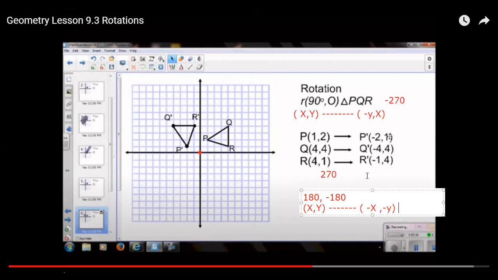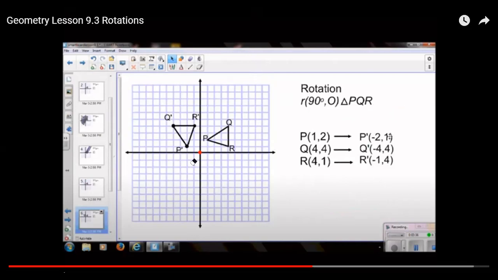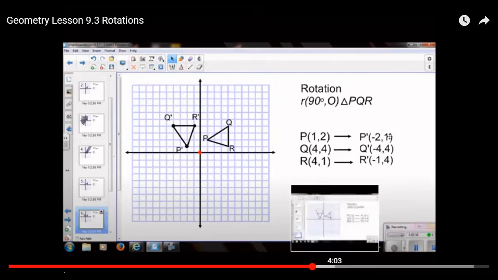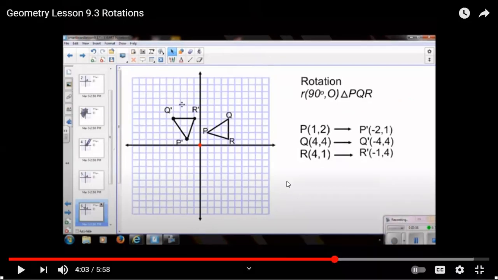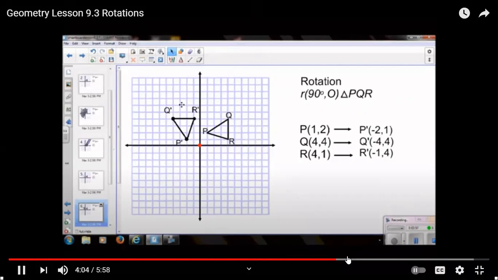Okay? Any question until now? Any question? Okay. So this is how we can rotate by using different angles. Let's continue. Always negative and the y's are positive.